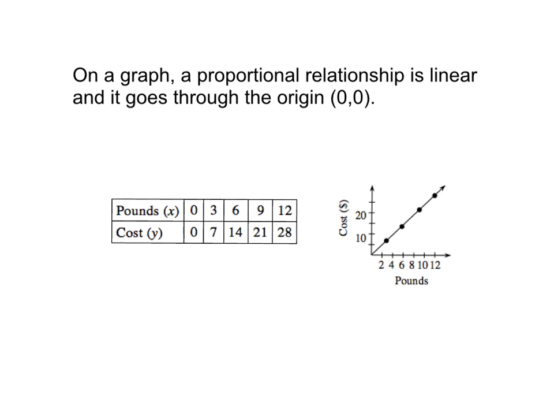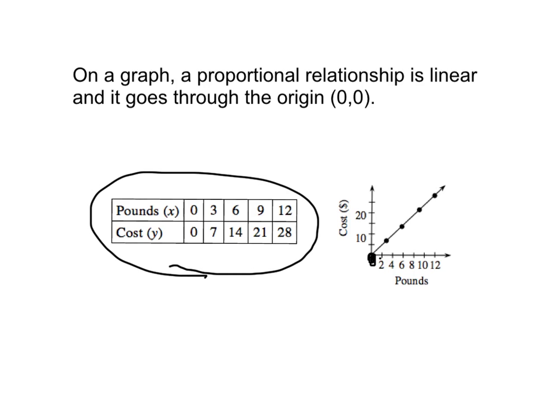Another definition of a proportional relationship is on a graph, a proportional relationship is linear, so it makes a line, and it goes through the origin, 0, 0, right there. So the graph has to go through the origin and be linear in order for the relationship to be proportional. And if we graphed the data in that table that we looked at, that's exactly what it would do.